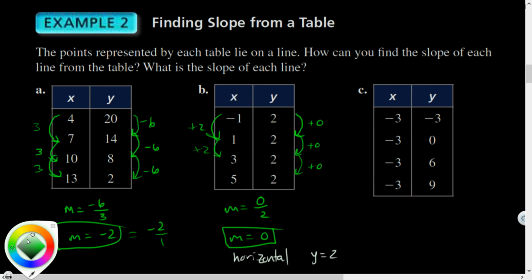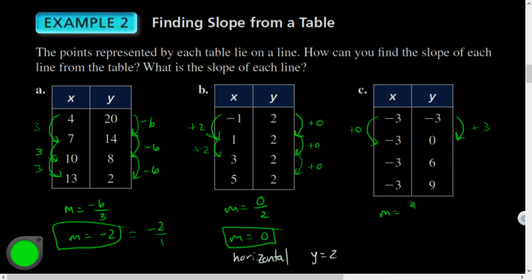Okay, let's check this last one. What's the rise? Going from -3 to 0, it went up 3. I like it. And what's the run? Plus 0. My slope is 3 over 0. Uh-oh. That is undefined. That's okay. In this one case, that's okay. Because of the plus 0, in this one case, it works out. Question?